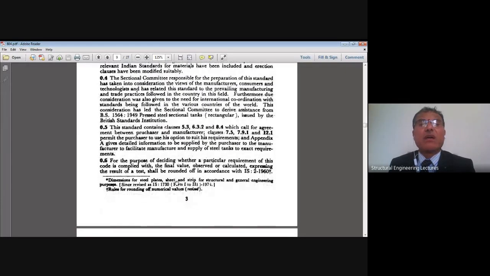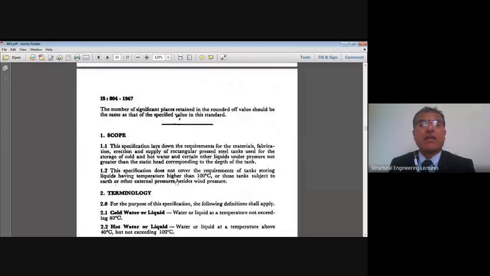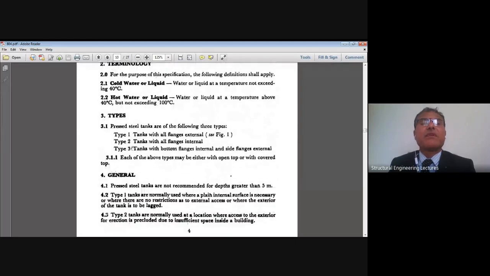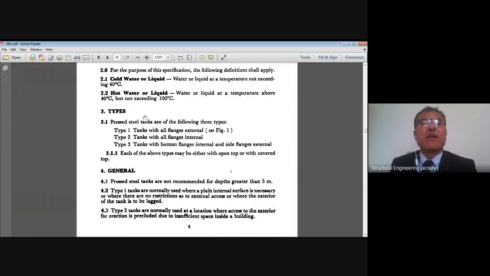The code now says that these are the terminologies. Cold water or liquid, or hot water or liquid. Cold water means those whose temperatures are not exceeding 40 degrees centigrade. But if temperature is greater than 40 and less than 100 degrees, then hot water or liquid. That is the definition. By default, now we are dealing with that of the cold water retaining structures, right? Water retaining structures.